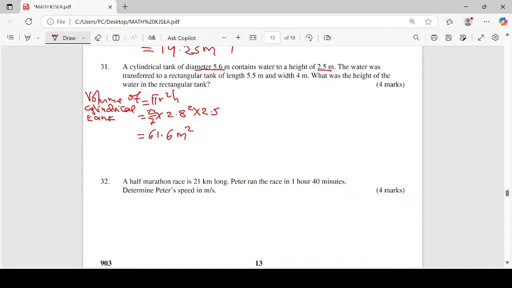Because the water is now being transferred to the rectangular tank, it simply means that the volume of water in the cylindrical tank should be equal to the volume of water in the rectangular tank. So that's what we need to know.